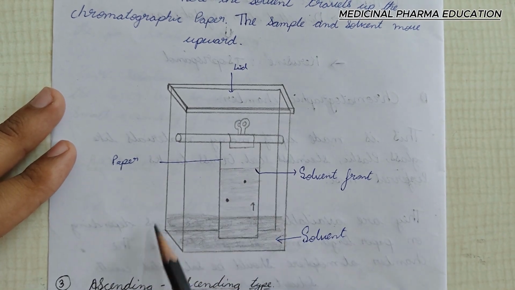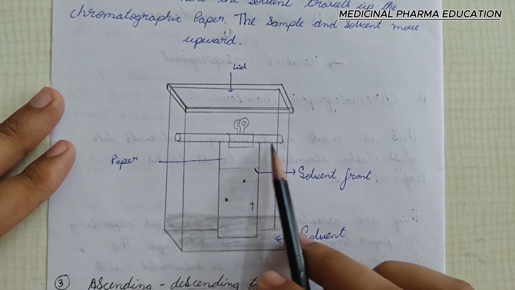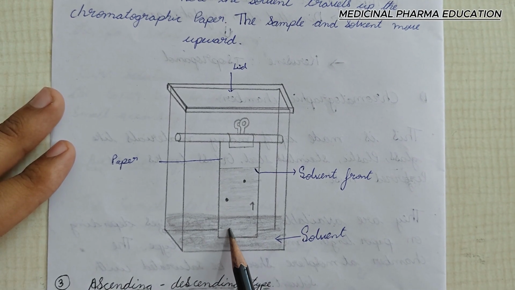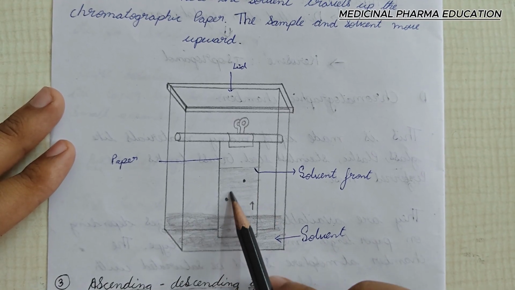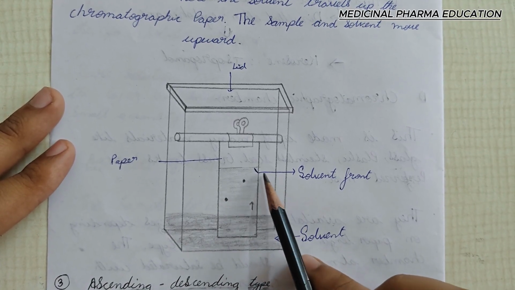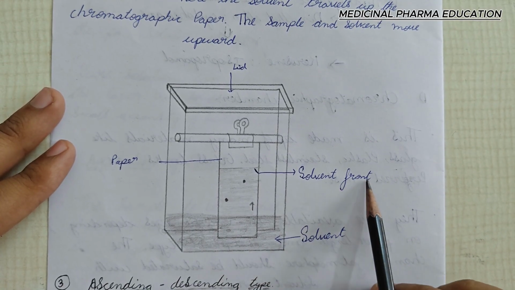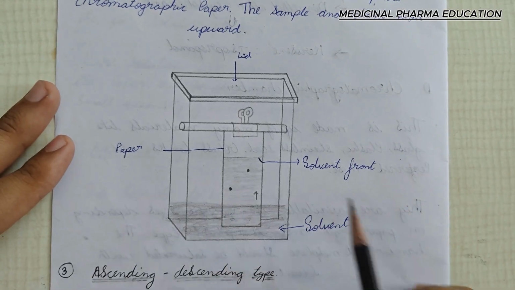You take a beaker and tie the paper with a rope or any support, and this is the solvent, and this is the starting line. Here we use a mark, and as the solvent moves upward, it carries the sample and a spot is formed. This is called the solvent front. We let the solvent rise until 75% of the paper, and then we remove it. This is called ascending type.